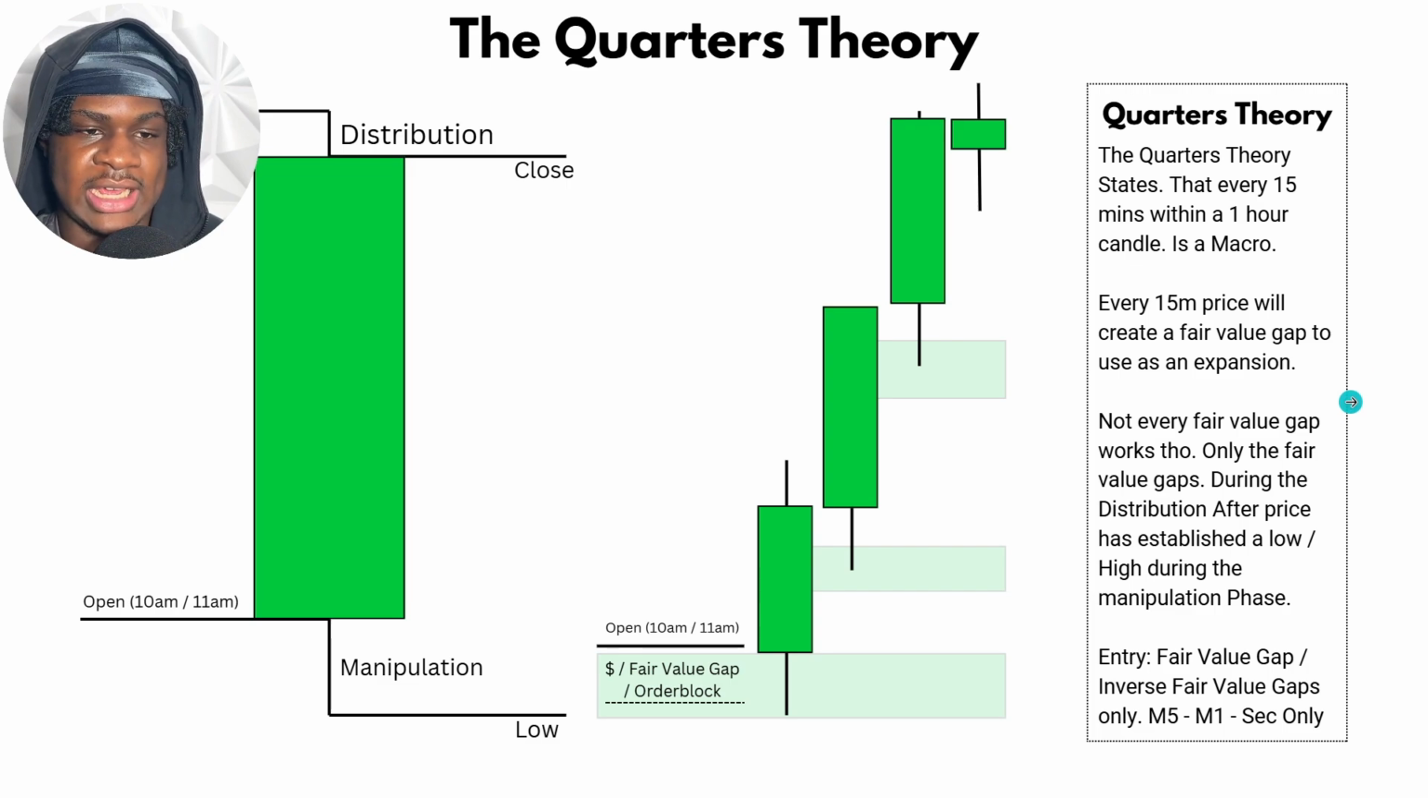Only the fair value gaps during the distribution phase after price has already established a low or a high during the manipulation phase, as well as the entry could be either a fair value gap or an inversion fair value gap.